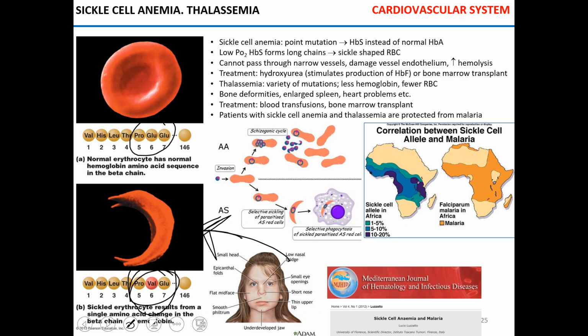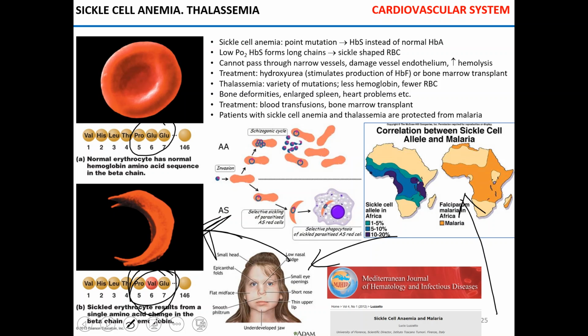And a similar condition is thalassemia. In thalassemia, patients usually have lower content of hemoglobin and fewer red blood cells. And here you can see a typical patient with thalassemia because it's associated with multiple developmental abnormalities like deformities of the bone or heart problems. What is very interesting about sickle cell anemia and thalassemia is that patients with sickle cell anemia or thalassemia cannot be infected with malaria.